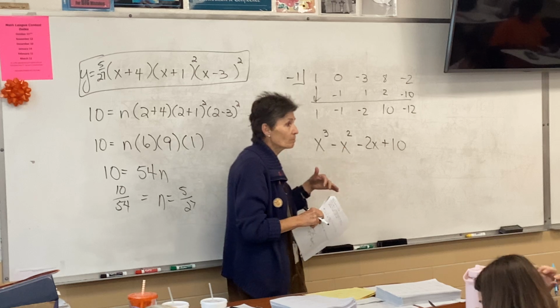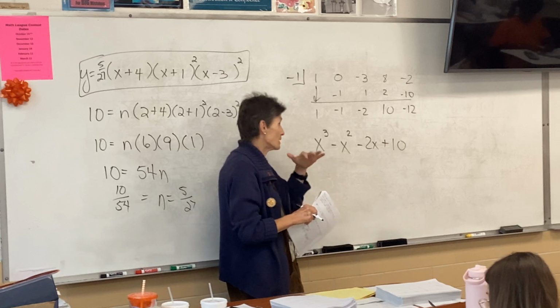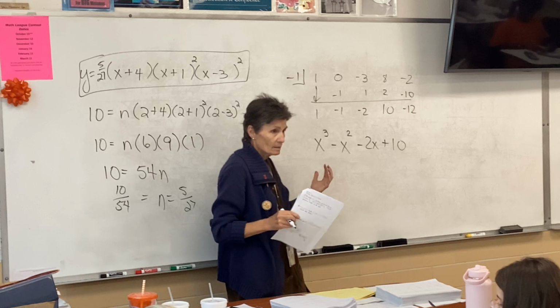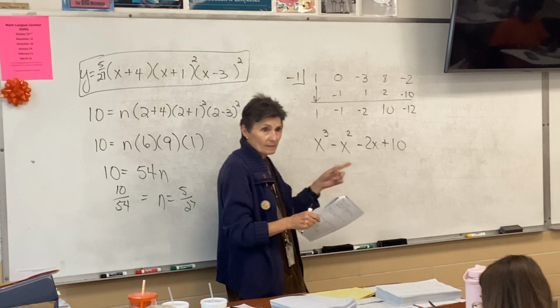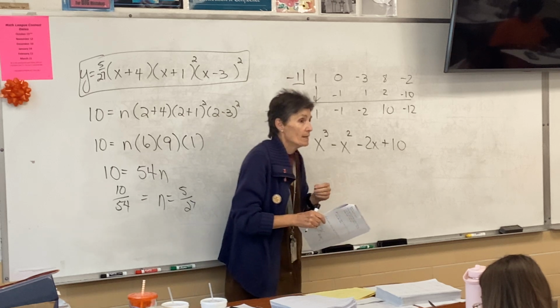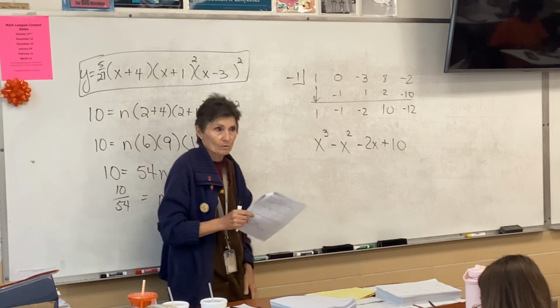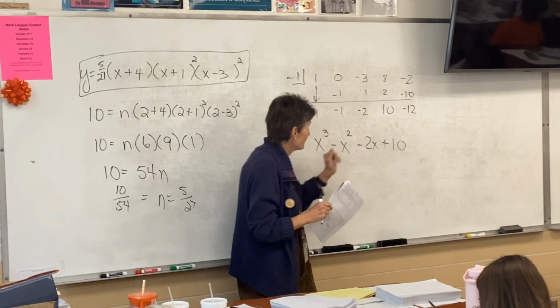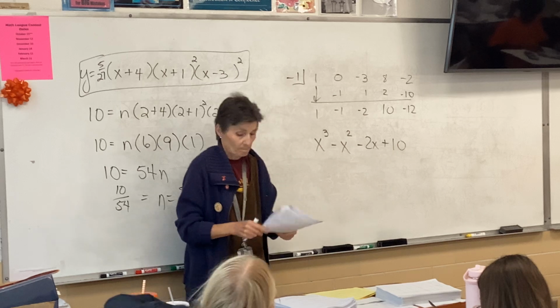And in the remainder blank, since it says remainder, you can either just put plain negative 12. Negative 12 is fine. Or if you want to put negative 12 over x plus 1, that's fine too. This is the quotient with all the x's put in. That's the remainder.